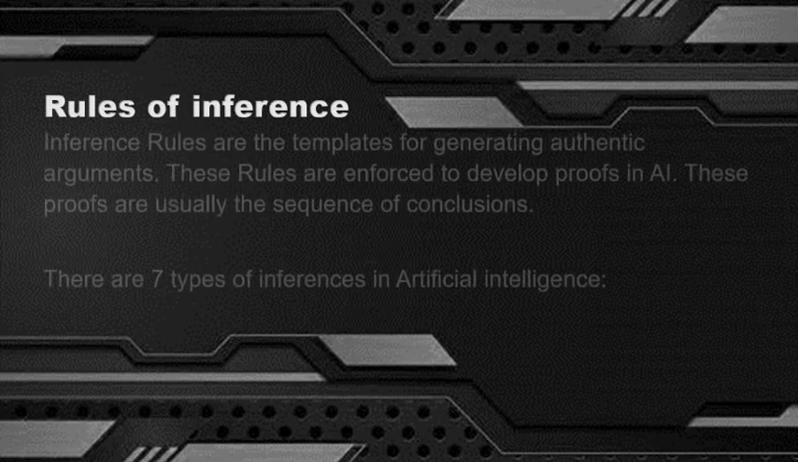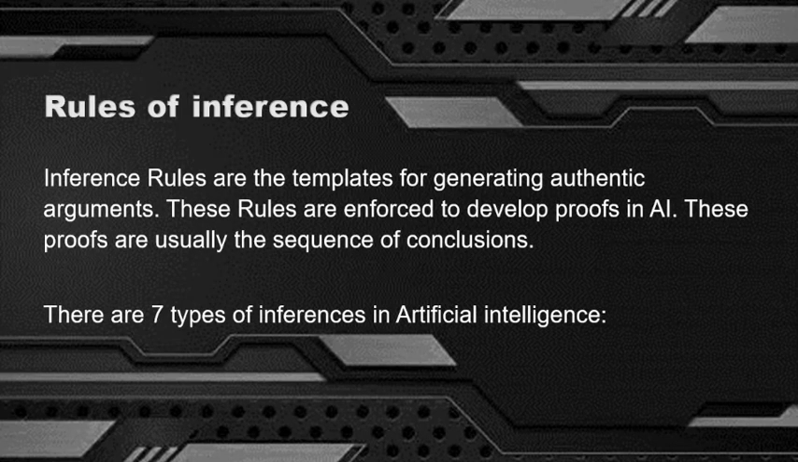Rules of inference. Inference rules are templates for generating valid arguments. These rules are applied to develop proofs in AI. These proofs are usually the sequence of conclusions. There are 7 types of inference in artificial intelligence.